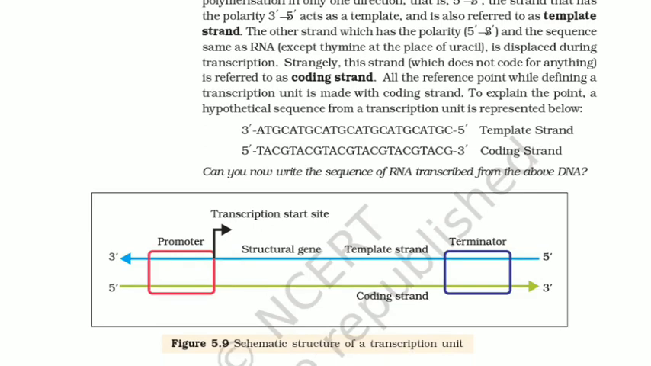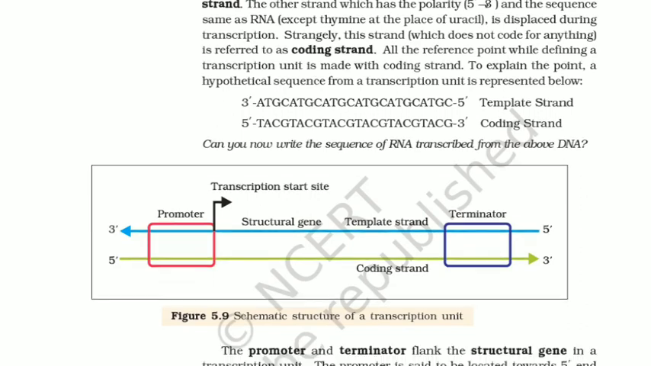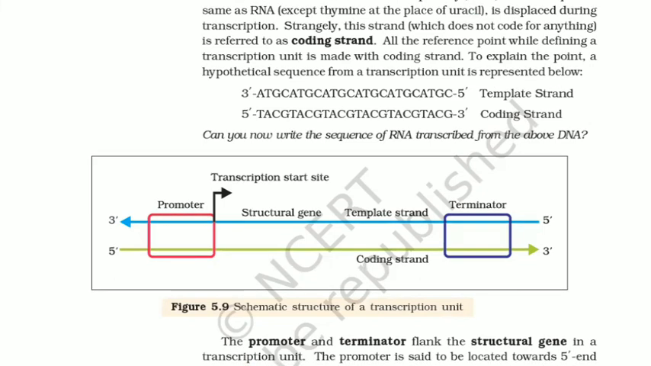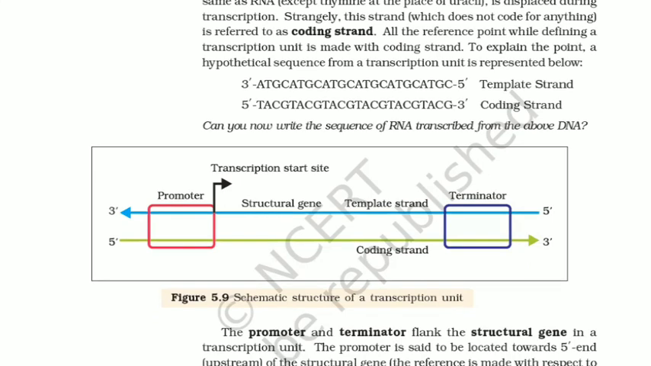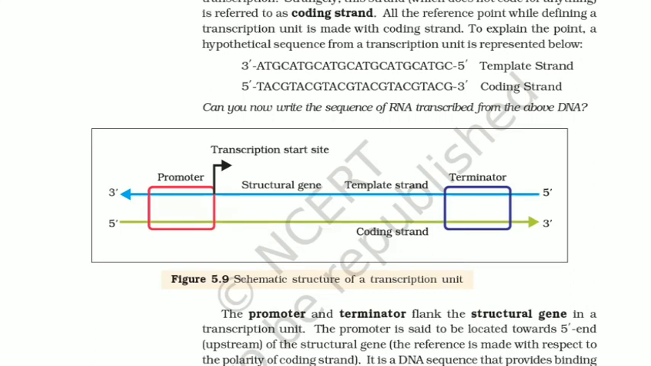The other strand, which has polarity 5' to 3' and the same sequence as RNA, except thymine at the place of uracil, is displaced during transcription. Strangely, this strand, which does not code for anything, is referred to as the coding strand. All the reference points while defining a transcription unit are made with the coding strand. To explain the point, a hypothetical sequence from a transcription unit is represented below. Have a look at the same.